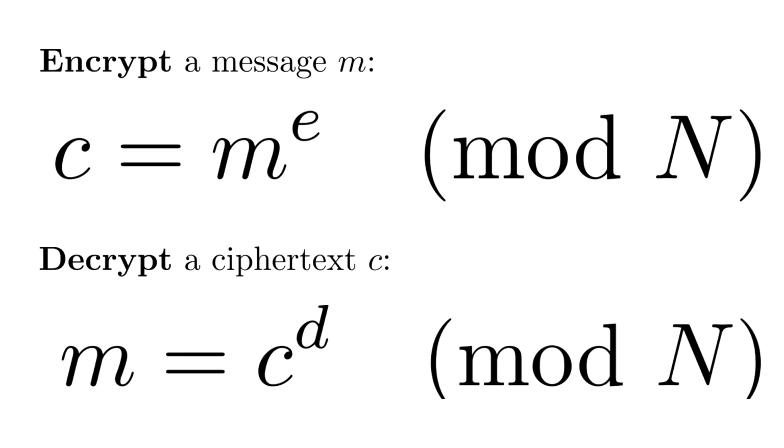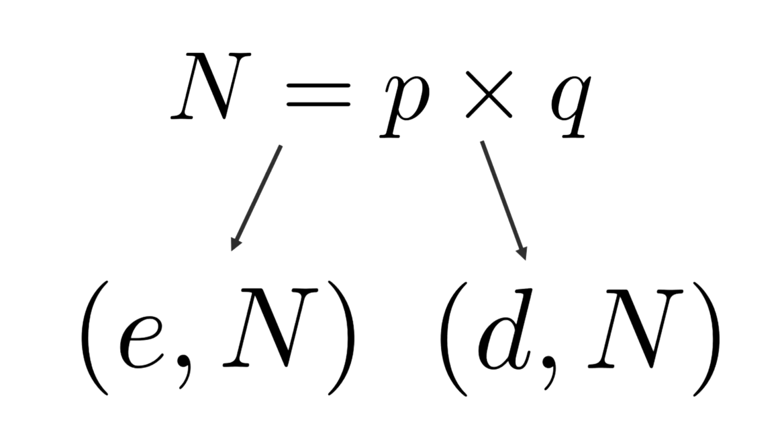To encrypt a message M, you take your number M, raise it to the power of E, the public exponent, and take that number modulo N, and it gives you the ciphertext. To decrypt that ciphertext, you do the same thing but with the private exponent. This works because E and D are mutual inverses. To generate E and D, you first need to generate P and Q, the two primes, and N, the modulus, will be the multiplication of P and Q.